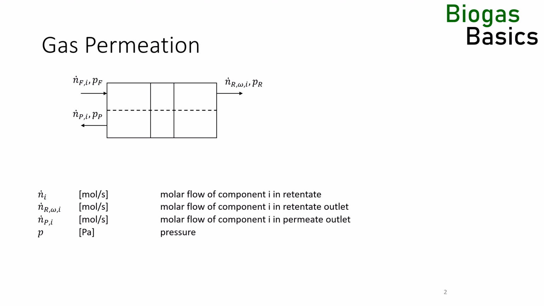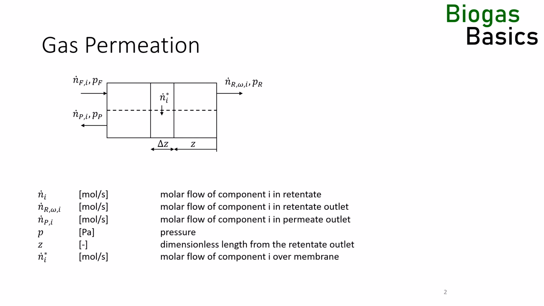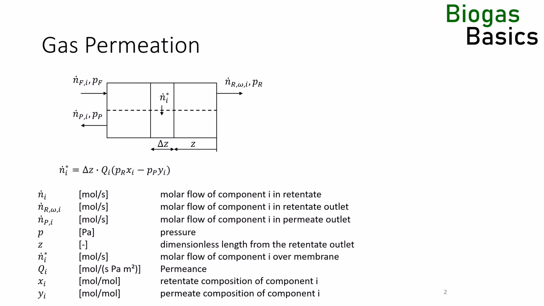The membrane module has a dimensionless spatial coordinate Z. We set Z to 0 at the retentate outlet of the module. It is 1 at the inlet. Anywhere along the membrane, we can balance over an incremental part delta Z. The flow over the membrane of a species I, N_I star, is the length of delta Z times the permeance of the species Q times the partial pressure difference. The partial pressure difference is retentate pressure times retentate concentration X minus permeate pressure times permeate concentration Y.